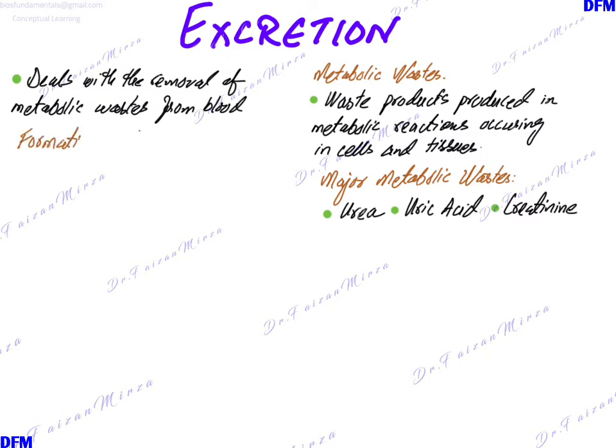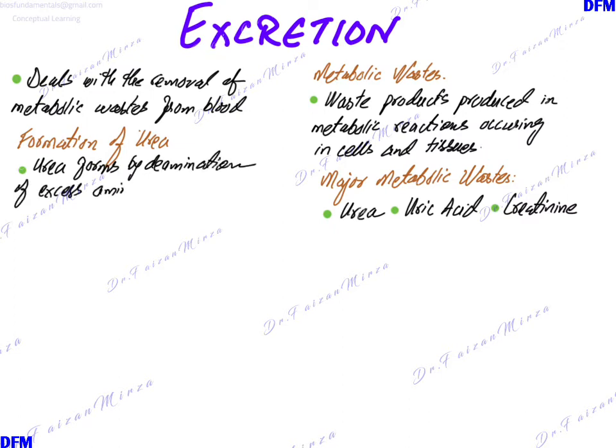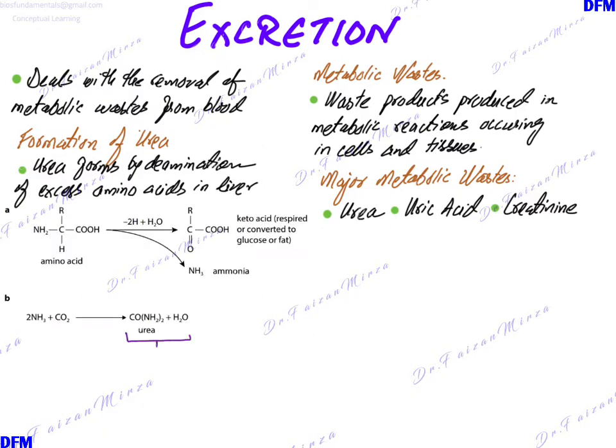Urea is formed in your liver. We'll be discussing the formation of all the three one after the other. Formation of urea. Urea is formed inside the liver by a process called deamination, and deamination occurs for all the excess amino acids which are present in your blood.